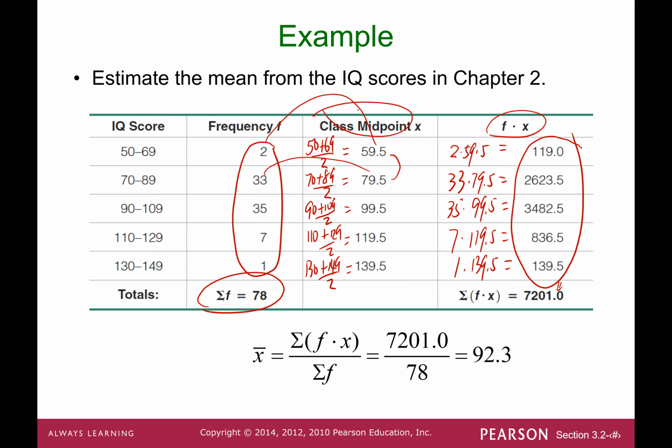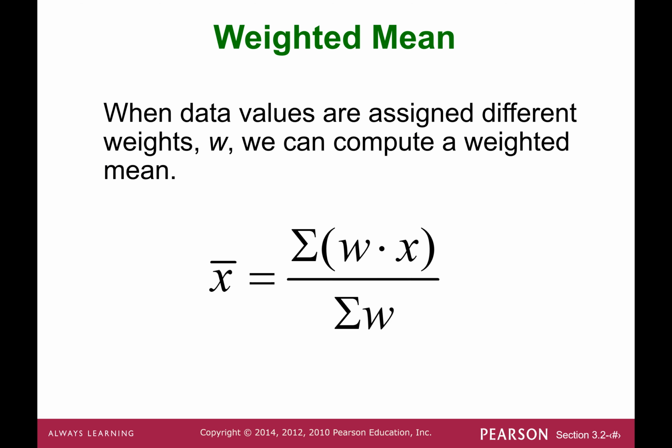Now you have the sum of the products and the sum of the frequencies, then find the quotient of those two. 7,201 divided by 78, and you get 92.3. Okay, that's how you find the mean from the frequency distribution table. So basically set up the table, create 2 more columns, get the class midpoint first, find the product, sum up all the products, and then sum up all the frequencies. Use the formula, and you get the mean for the frequency distribution table.